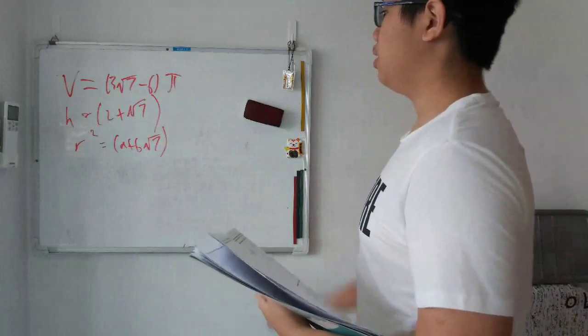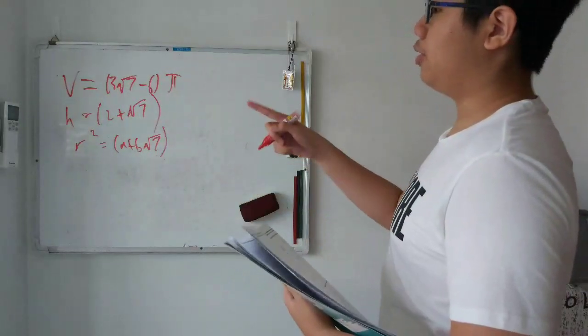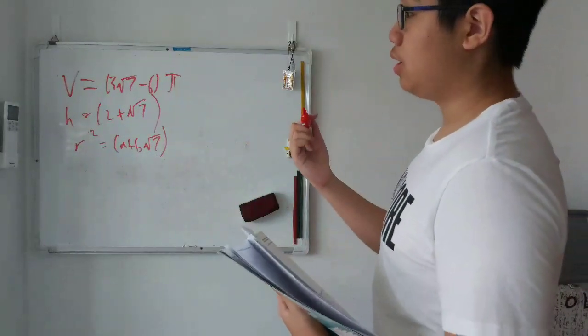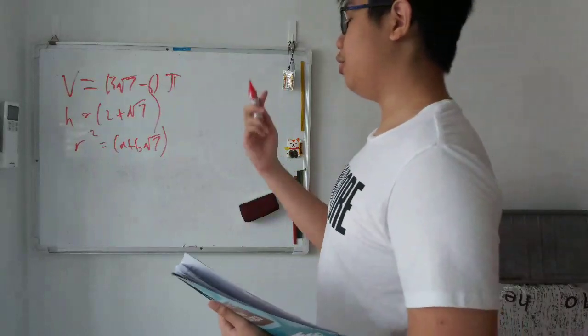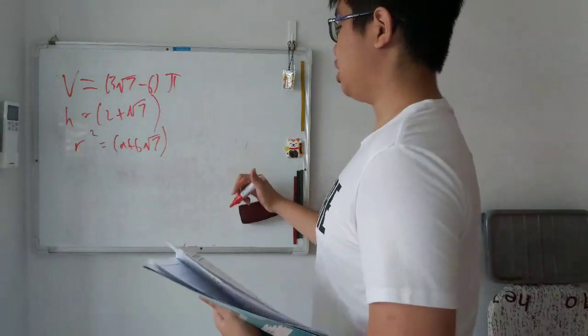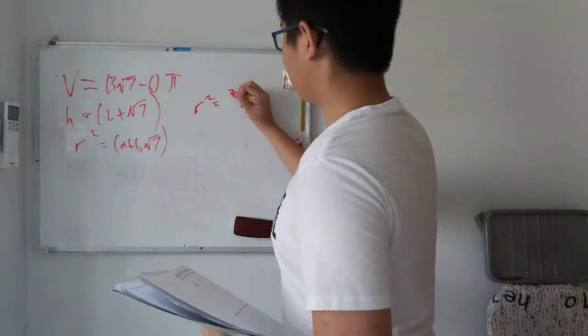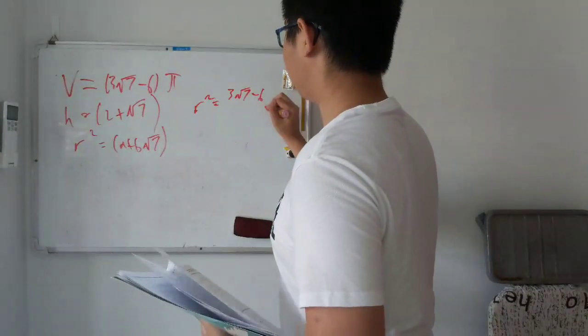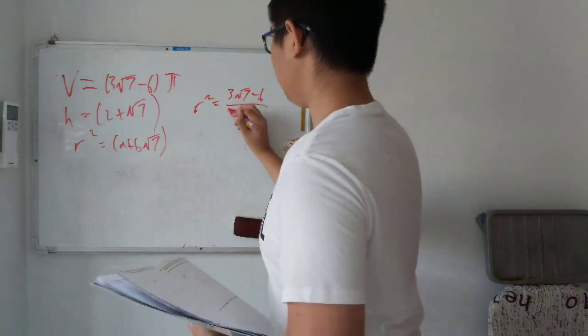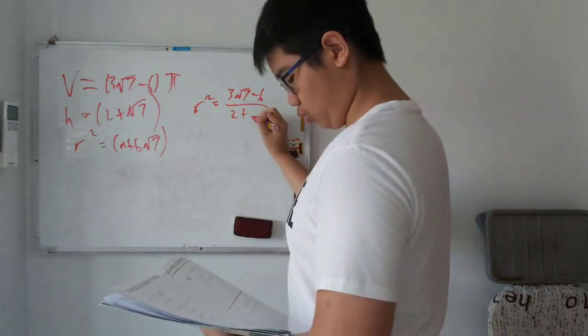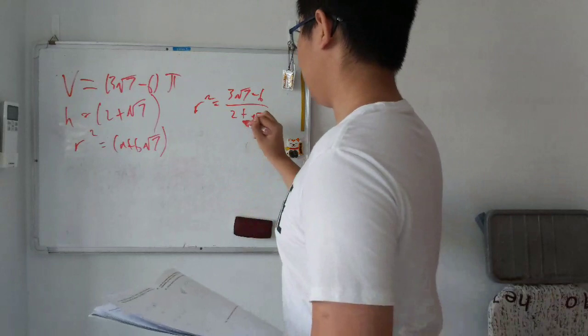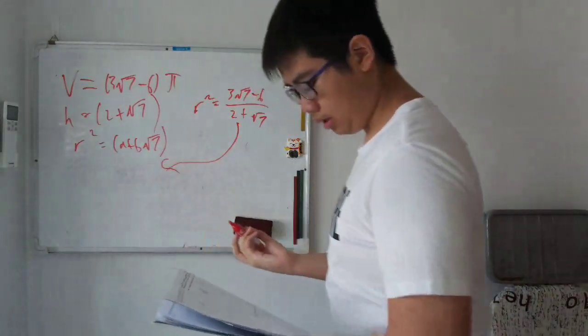So what do we know? We know that the formula for the volume of a cylinder is pi r squared h. The pi we can get rid of, so we just need r squared h, which means that r squared will be equal to 3 square root 7 minus 6 over 2 plus square root 7, correct? I will work this out over here.